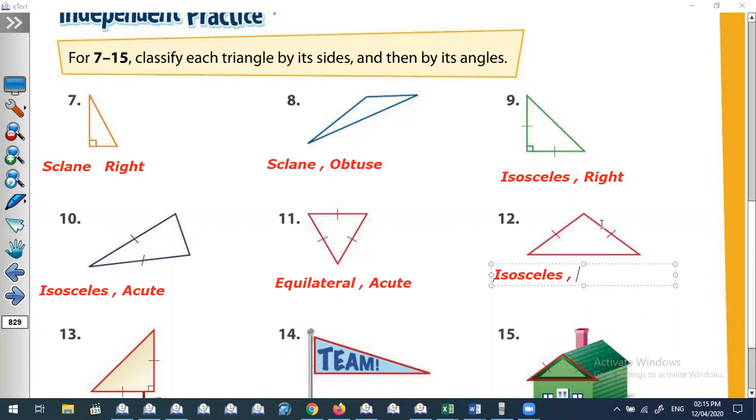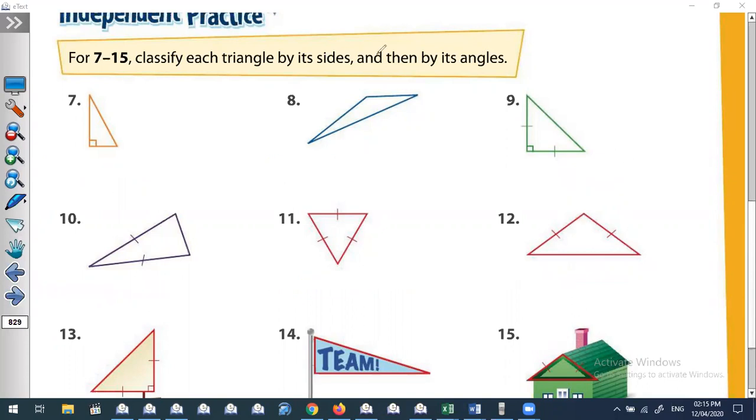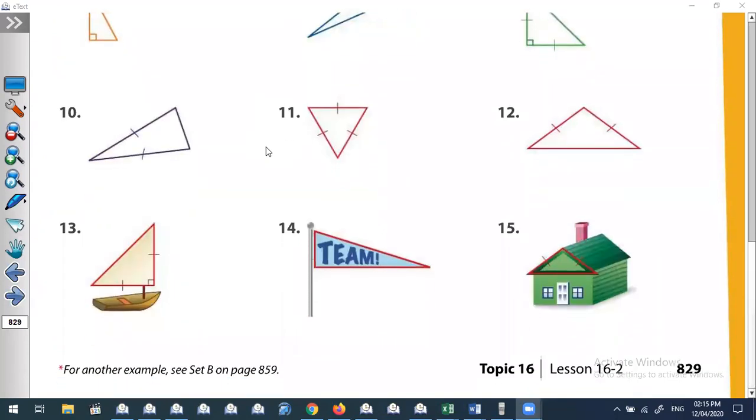This angle is more than the right, so it will be obtuse. Obtuse, because this angle is more than the right. Let's move to the other exercise. Here, number 13. Here we have two sides equal in length, so it will be isosceles. What about the other type? Here we have a square corner, so it will be right. Isosceles and right.